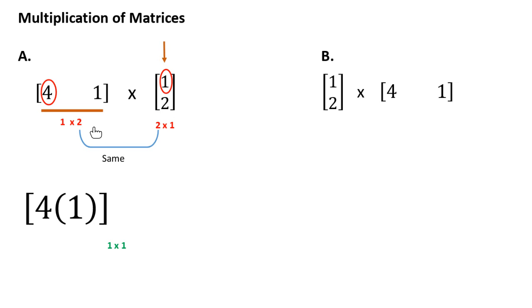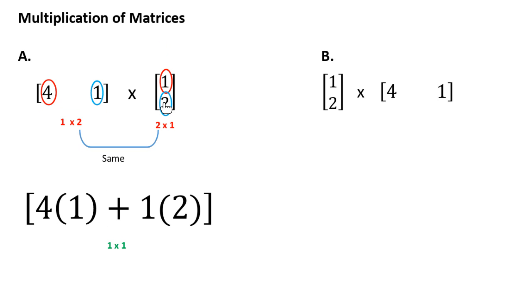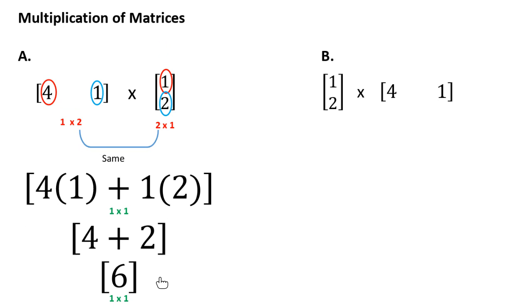So how are we going to multiply? You're going to take your first row and multiply it by everything in the first column. So we're going to say 4 times 1. And then we take your second number, 1 times 2. Whatever the result is, we add them together. So 4 times 1 is 4, 1 times 2 is 2, and 4 plus 2 is 6.